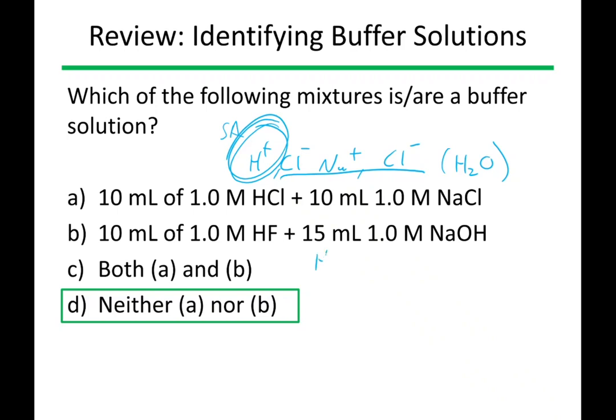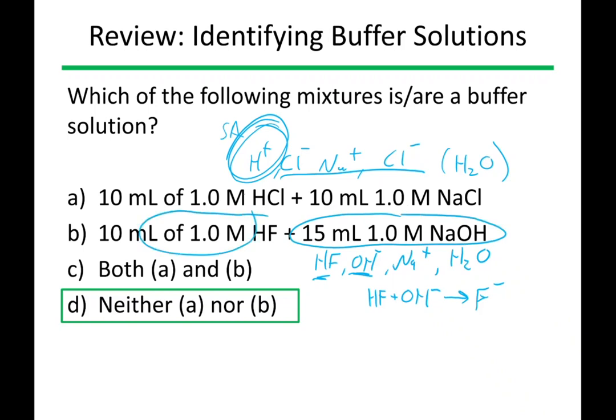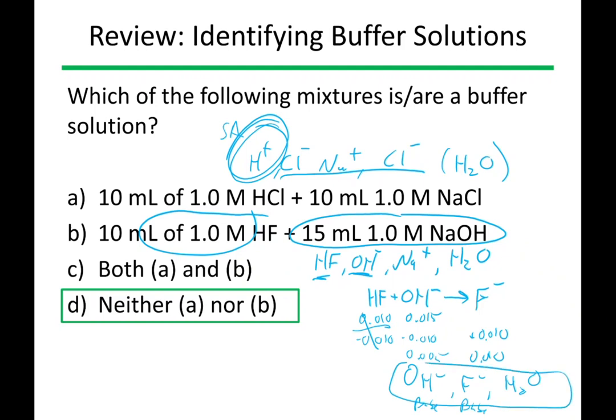Here we have HF, OH minus, Na plus, and water. We know that the OH minus will react with the HF. But if you look at the amounts here, we actually have more base than we have acid. So if we did this reaction, the limiting reagent would be the weak acid. And the major species after this reaction would just be OH minus, F minus, and water. And these are all bases. So this would also be just a basic solution.